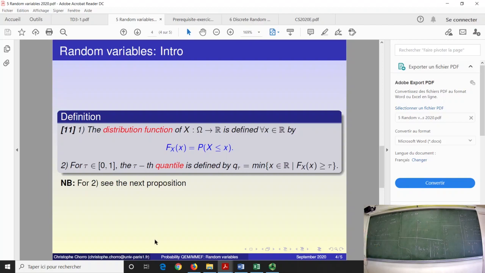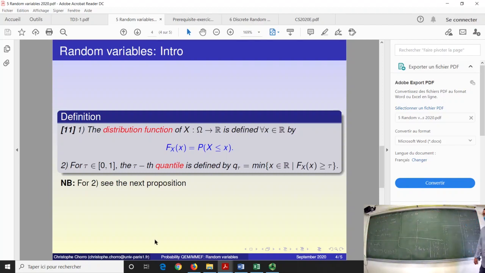The tau quantile. What is this? I define it this way: Q of tau is the minimum of the x belonging to R such that the distribution function of capital X at the point x is greater than tau. So the tau quantile here is the minimum of the x such that the distribution function is greater than tau.